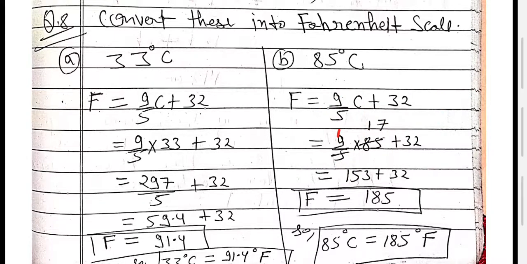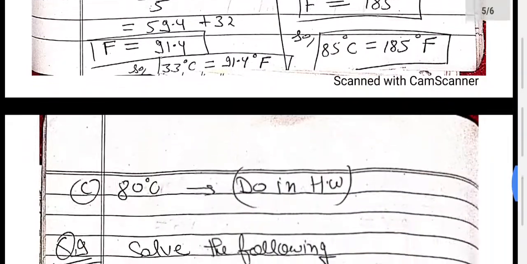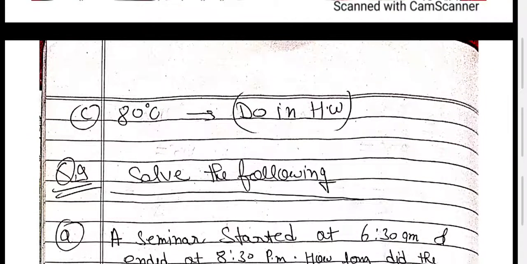Now it becomes 9 into 17. When you multiply 9 into 17, you get 153. Then plus 32 here. When you add, it becomes 185. So you write here, 85 degrees Celsius is equal to 185 degrees Fahrenheit. Similarly, part C you have to do by yourself in homework. One conversion you have to do by yourself.